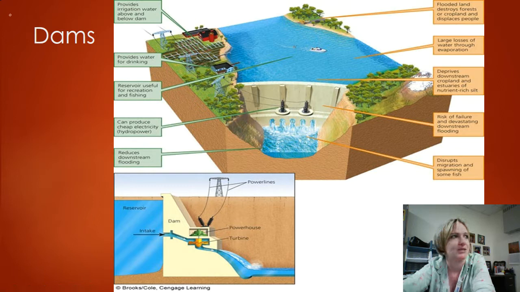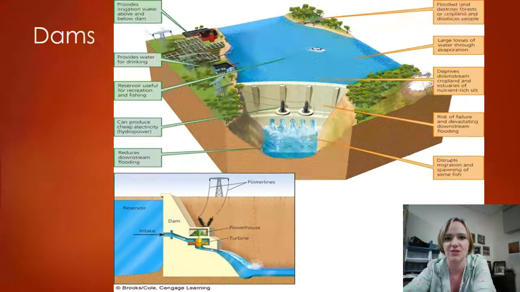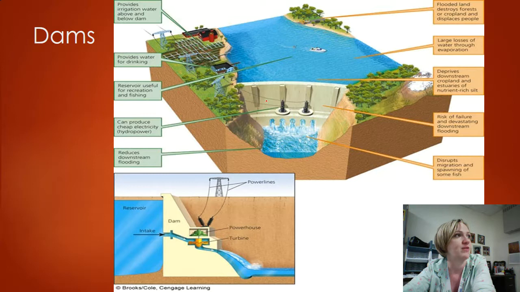All right, dams. We didn't talk a lot about dams when we learned about watersheds, but I thought this was interesting. Dams are when you stop a river from flowing and it floods the area upriver of the dam, and it basically creates a lake, and then they control how much of the river they want to flow.